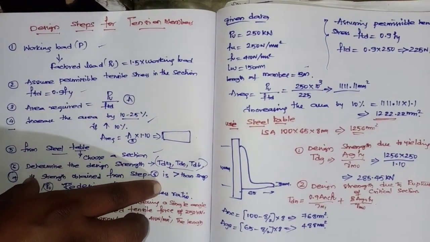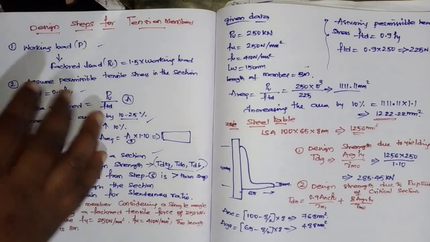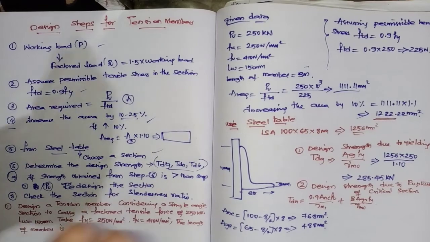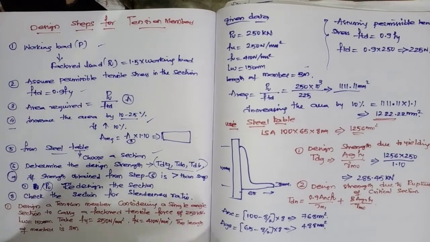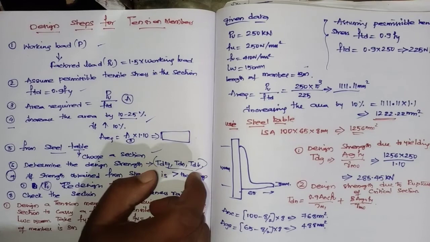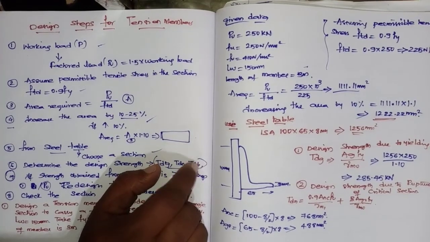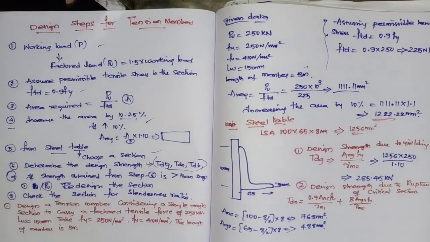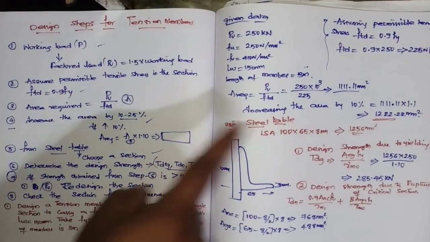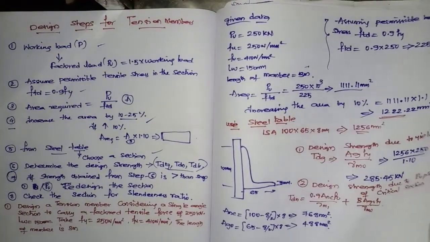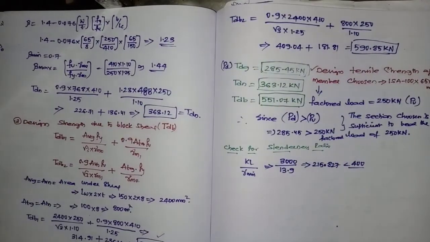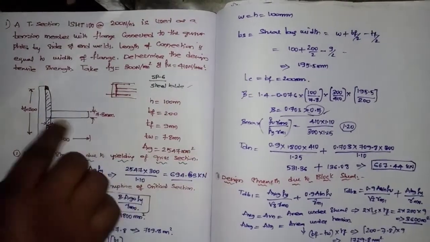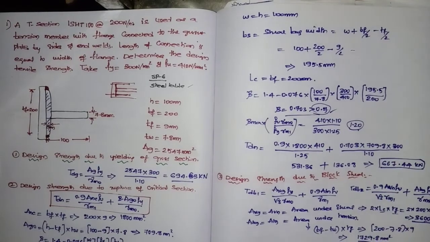After choosing the section, whatever you have done in the analysis problem, the same. That means you determine the design strength due to gross section yielding, rupture of critical section and block shear. After getting the value, it should be more than the factored load you have taken. If it is okay, then our design is safe. So these are the design problems we have seen, and this is one T section problem which we have done.